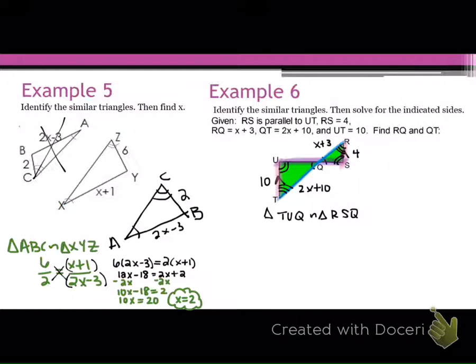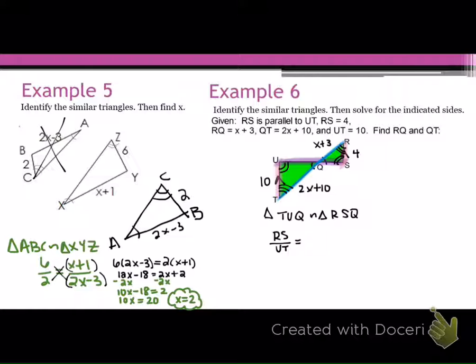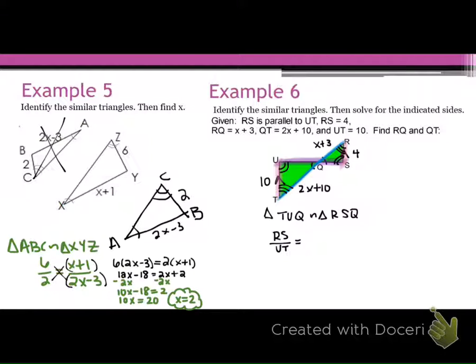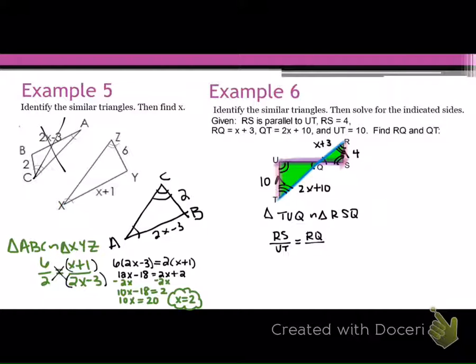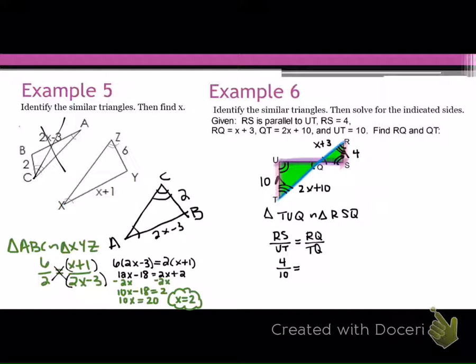So what proportion can we set up? RS is over what? RU over what? Over UT. Okay, so we can substitute in what we know now. RS is 4, UT is 10. RQ is x plus 3. And QT is 2x plus 10.